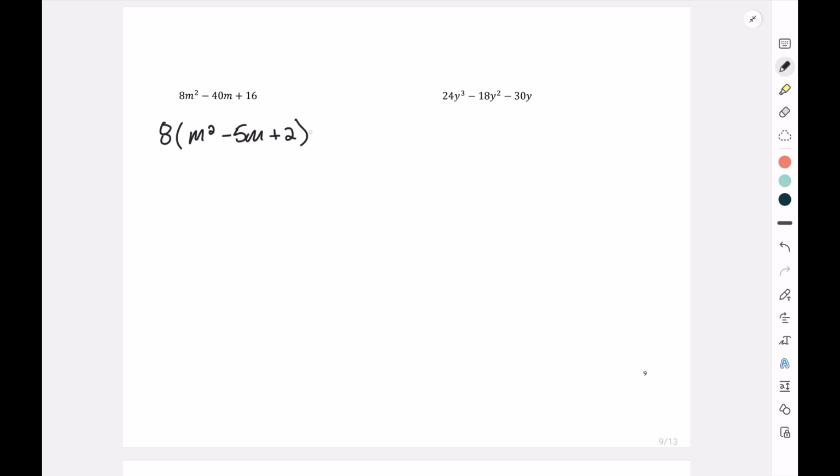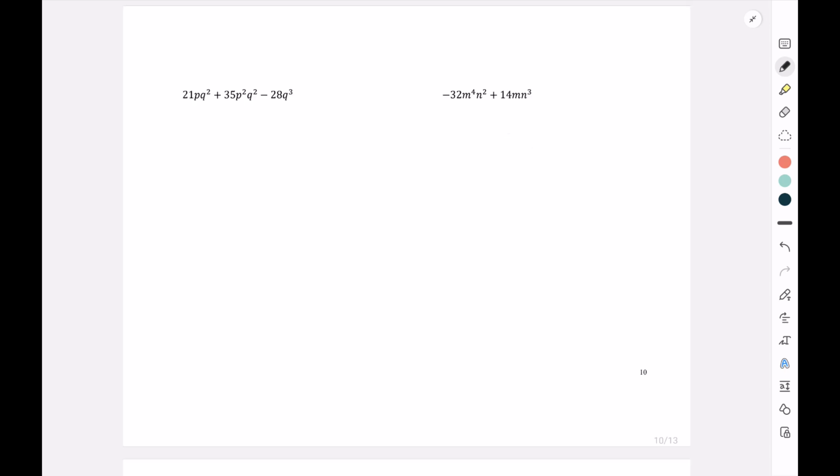plus 2. For the next one, we have 24y cubed minus 18y squared minus 30y. And we can see in this one that we have a 6 in common, and we also have a y in common. So if we pull out a 6y, we're left over with a 4y squared minus 3y minus 5.